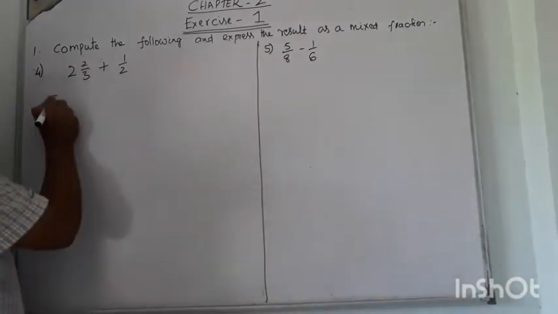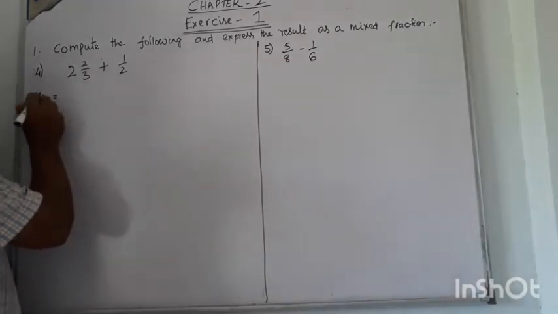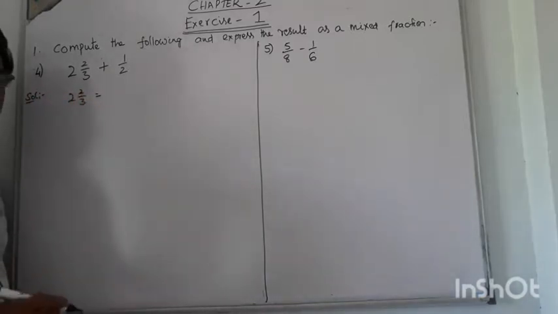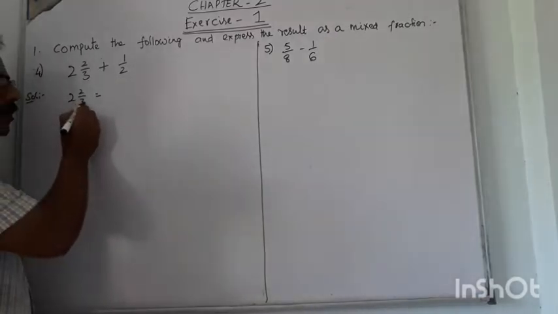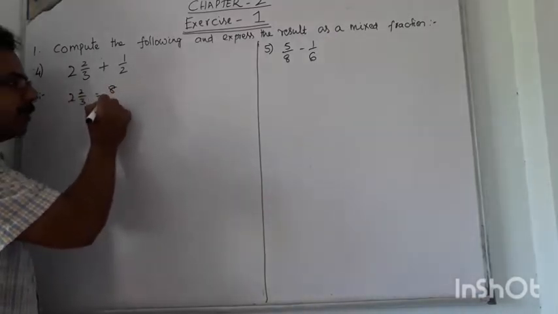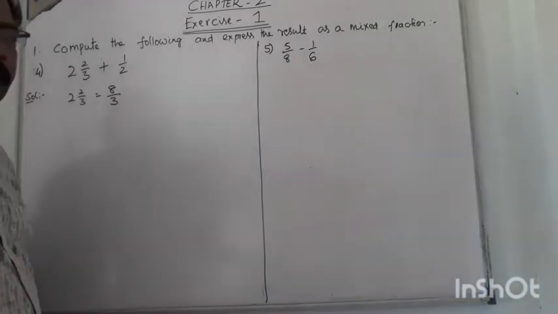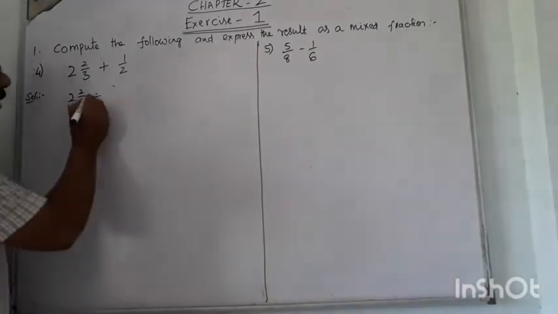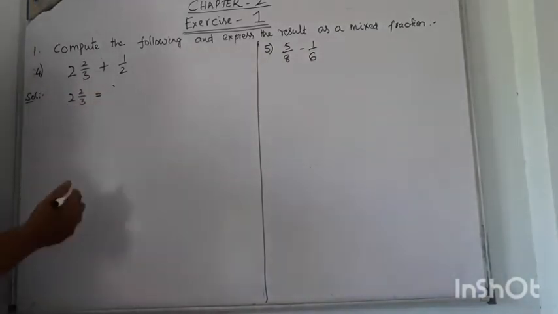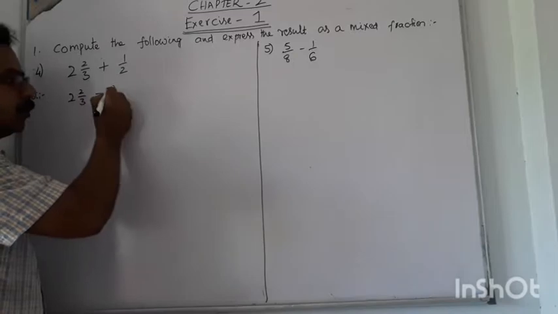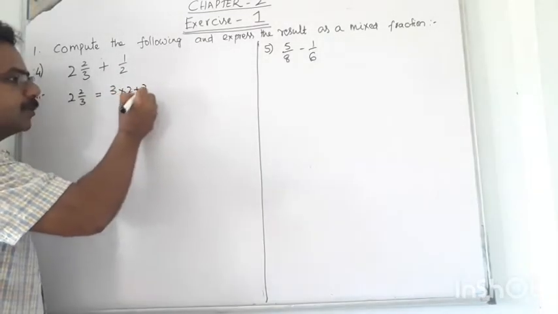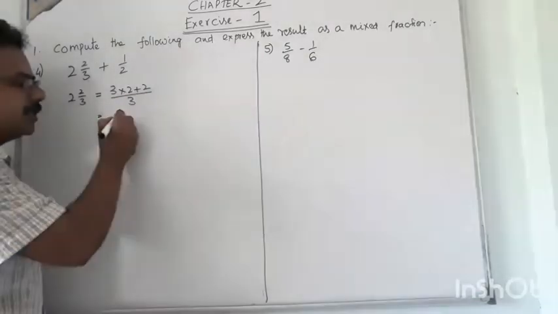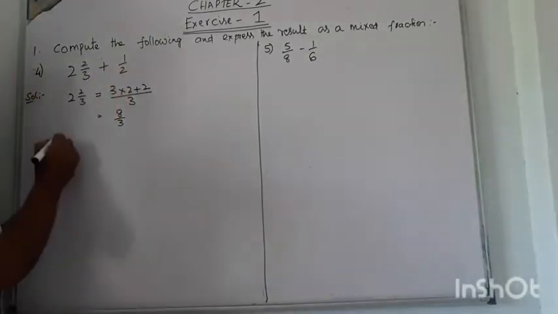So 2 and 2 by 3. For this solution we are going to take it. First we have to convert it into the form of an improper fraction: 2 3s are 6 plus 2, 8 by 3. Already I told you how to do this one. So we convert an improper fraction into a mixed fraction, and like that a mixed fraction can also be converted into an improper fraction: 3 into 2 plus 2 by 3, this is equal to 3 2s are 6 plus 2, 8 by 3. This is equal to 1 by 2.